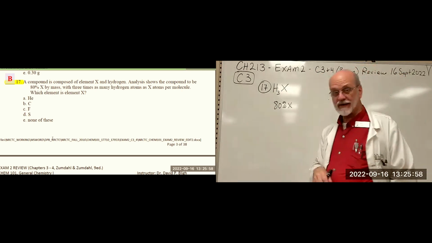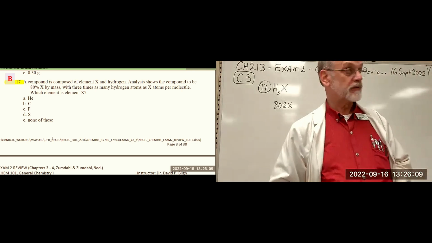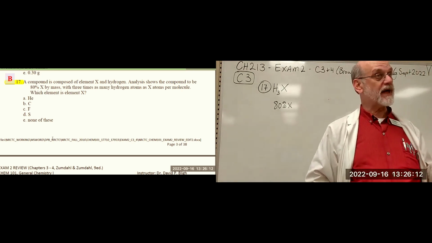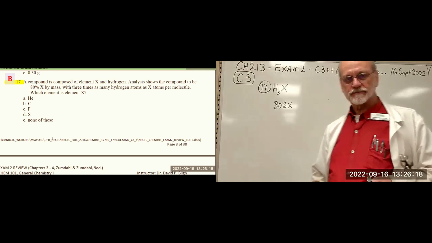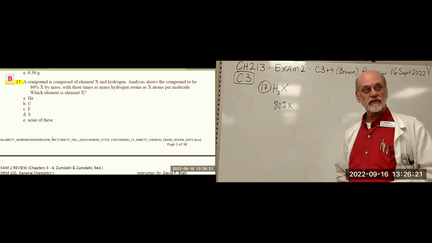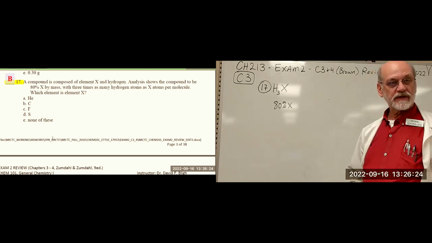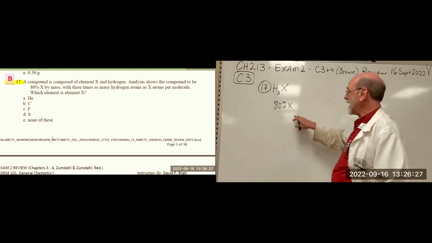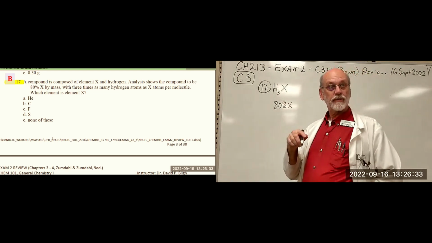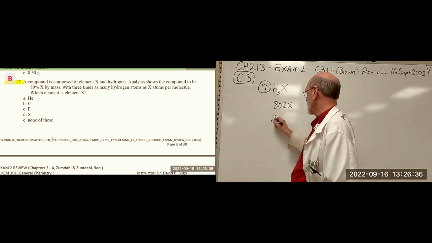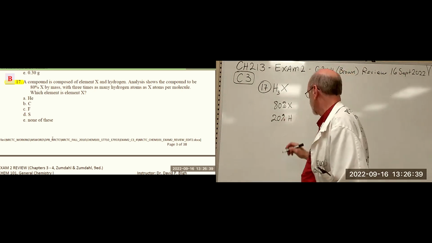Right. How do we tell what element we've got? There are only 2 ways. If you know the atomic number, simple. But if you know the atomic mass, the average atomic mass, that usually will tell you what it is also. So we can't get the atomic number from this. I don't see any way. But we might be able to get the atomic mass. All right, so if it's 80% X, what does that make hydrogen? 20%, right? By mass, 20% hydrogen.